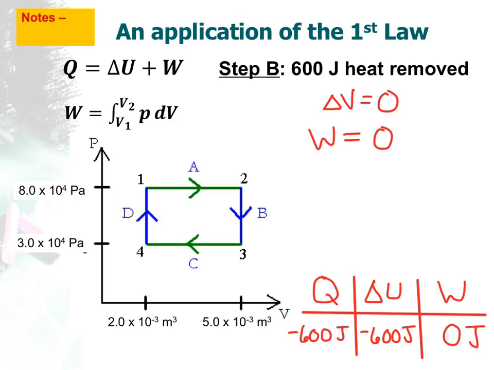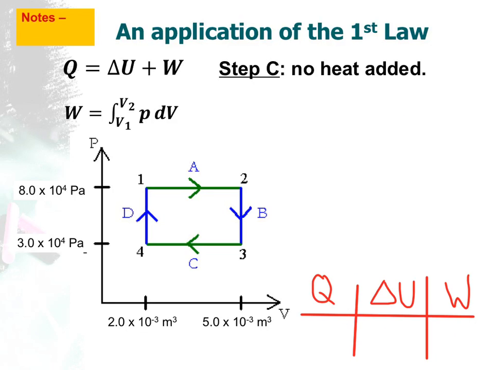Okay, so now we have step C. Step C is going to take us from this point on our pressure versus volume graph over to here. And what I want you to do is pause the video and figure out if you can determine what Q, what delta U, and what W have to be. And when you have an idea of what those might be, unpause the video and I will show you what I came up with.